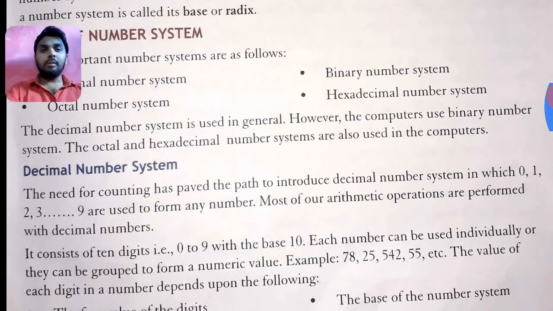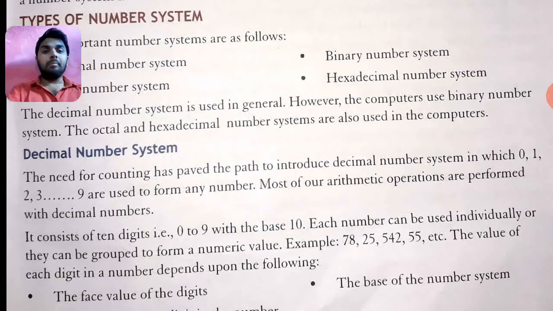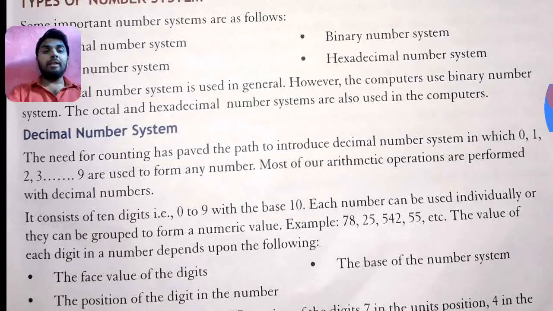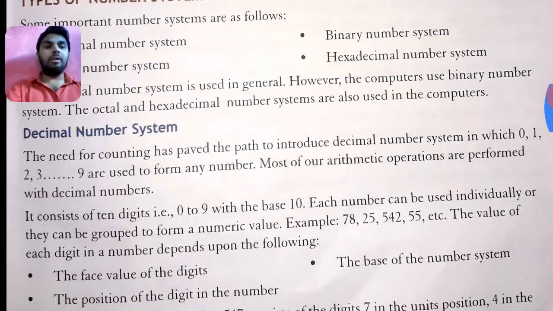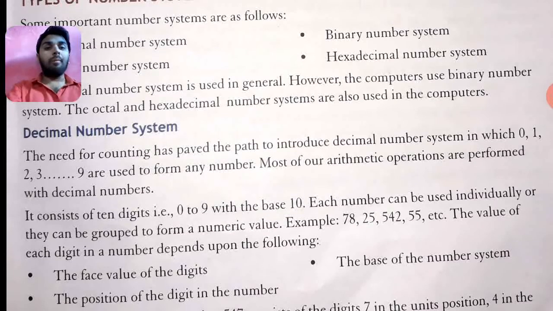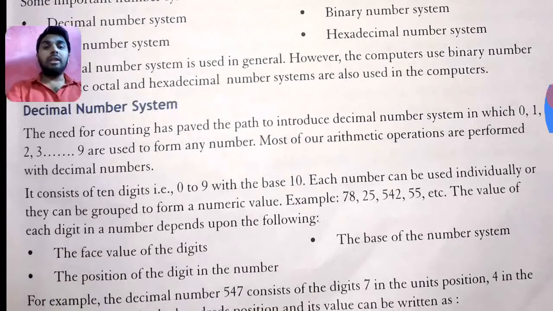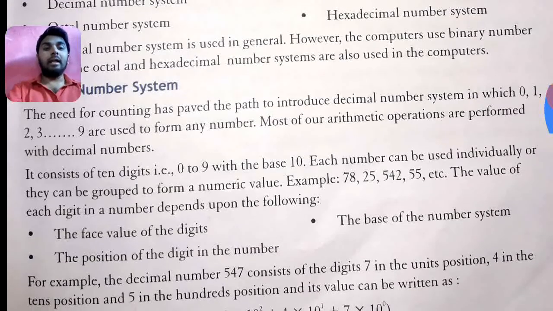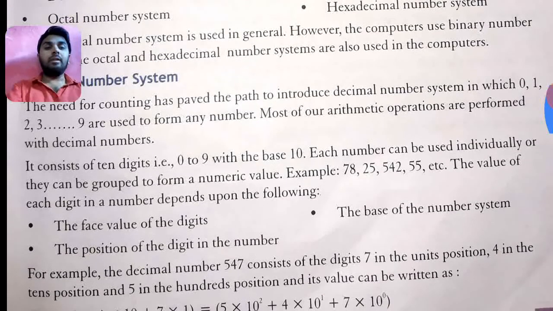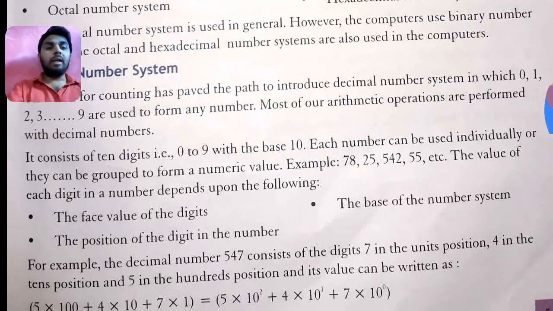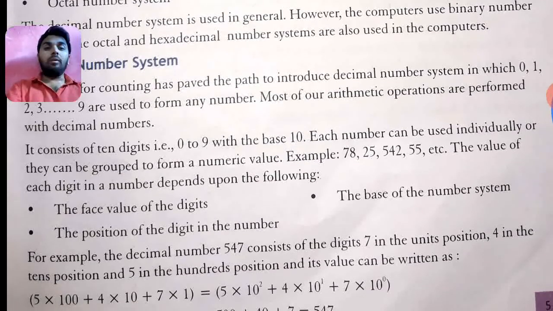Now see decimal number system. The need for counting has paved the path to introduce decimal number system in which 0 to 9 are used to form any number. Most of our arithmetic operations are performed with decimal numbers. Now see, it consists of 10 digits, that means 0 to 9 with the base 10. Each number can be used individually or they can be grouped to form a numeric value.